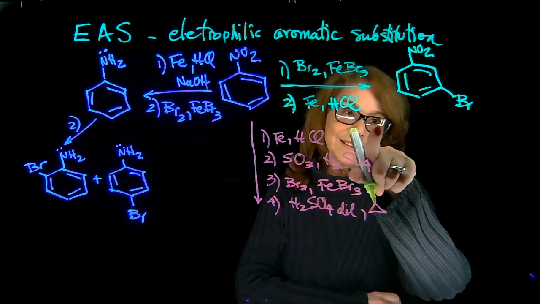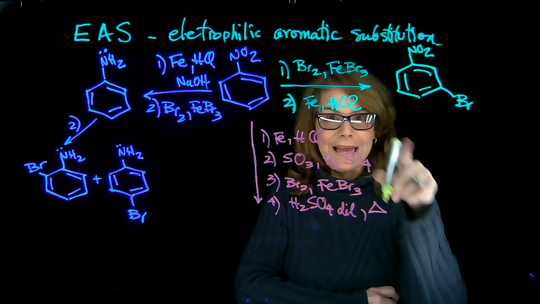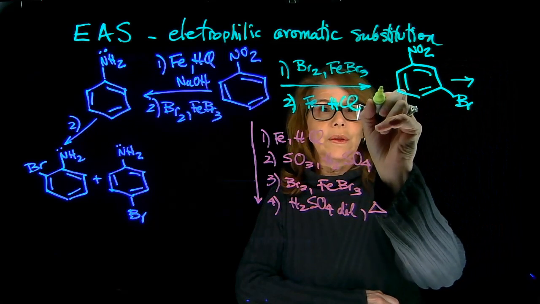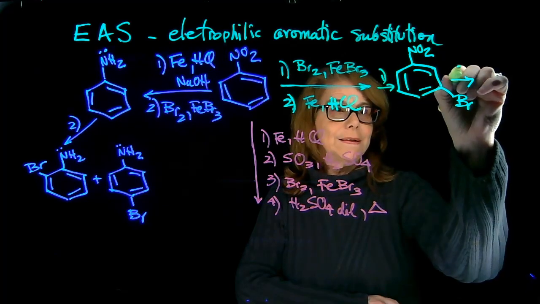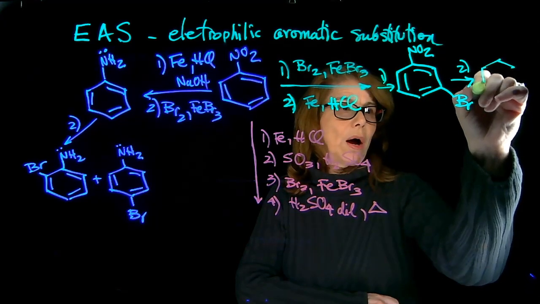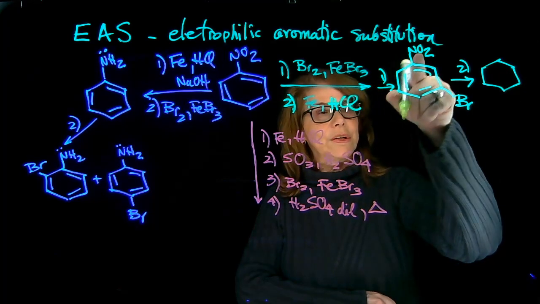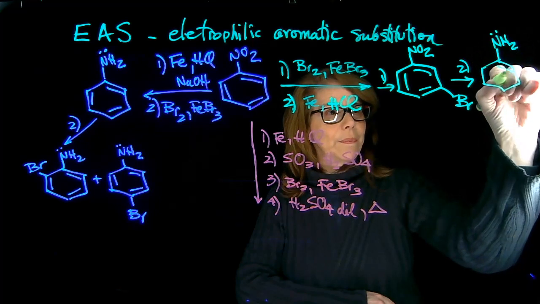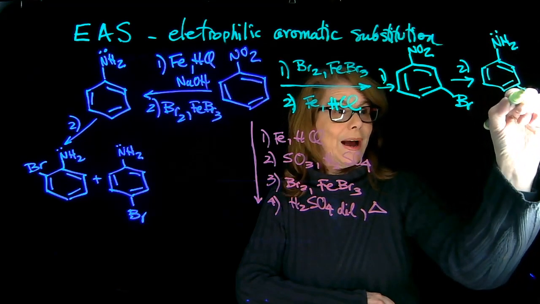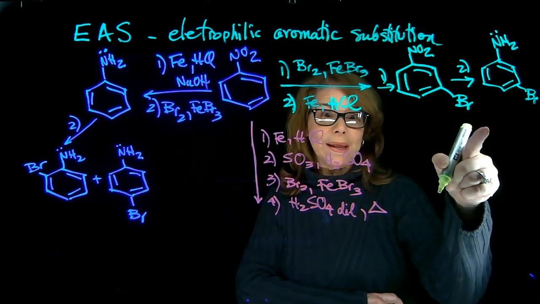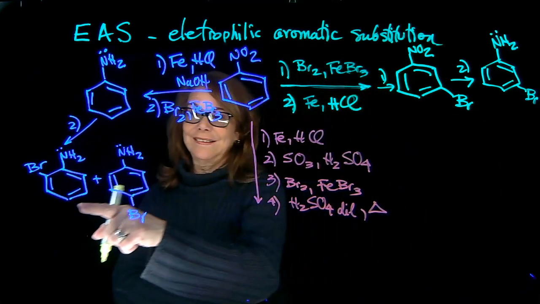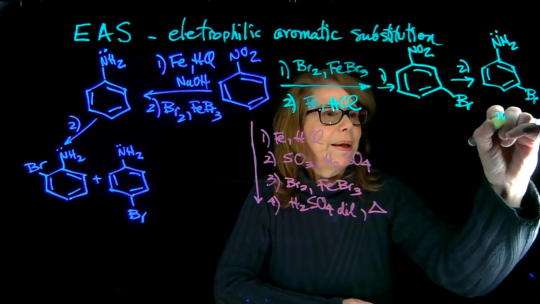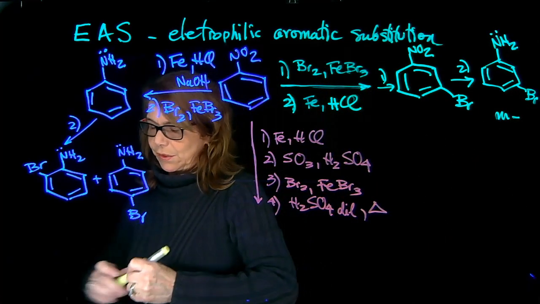You have a second step. What is that step doing? Reducing the nitro to an amino. So this is just step 1. In step 2, you are reducing the nitro group to the amino. So notice that here your product is meta-bromoaniline. This is ortho and para bromoaniline. So meta, and here you have ortho and para.